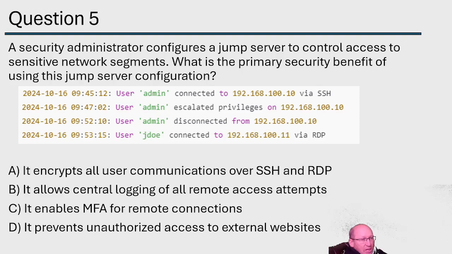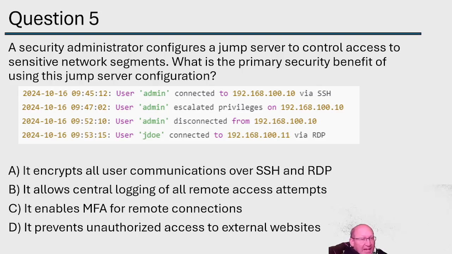All right, let's answer this one. A security administrator configures a jump server to control access to sensitive network segments. What is the primary security benefit of using this jump server configuration? Here we can see that user admin connected to an IP address via SSH. Admin escalated privileges on the same IP address. Then they disconnected from the same IP address. And then we see user JDoe connected to a different IP address via RDP. So what is the primary purpose or the security benefit of using a jump server configuration? I'm not even really sure that you need the log to answer this question, believe it or not. But let's answer it anyway.